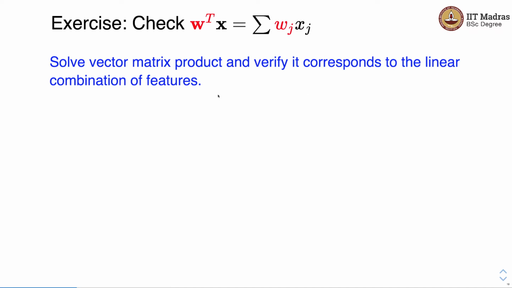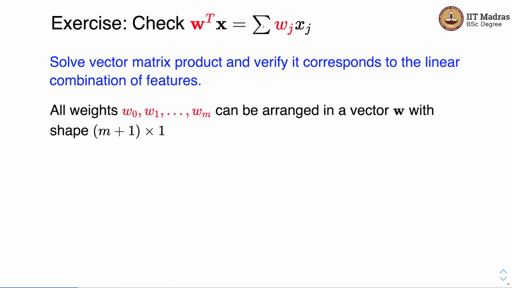We'll verify whether this W transpose X is indeed equivalent to the linear combination. We'll perform the multiplication of these vectors and verify that it indeed corresponds to the linear combination of features. So we have m weights and one more weight corresponding to the bias unit. So we have in all m plus 1 weights, and we can arrange them in a vector w with shape m plus 1 cross 1.